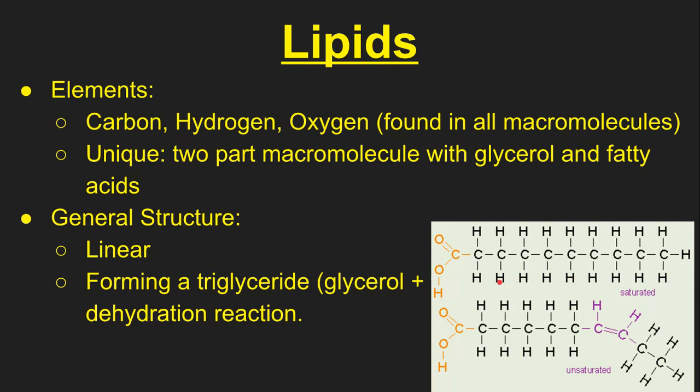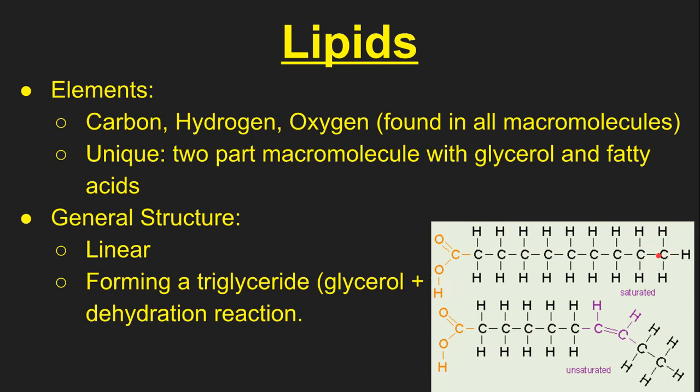Something else to mention is there are two types of fatty acids. There are saturated fatty acids. In those, all of the carbons have a full set of single bonds. If we look at this carefully, you can see that every carbon can make 1, 2, 3, 4 bonds. In a saturated fatty acid, all of the carbons have 4 single bonds.